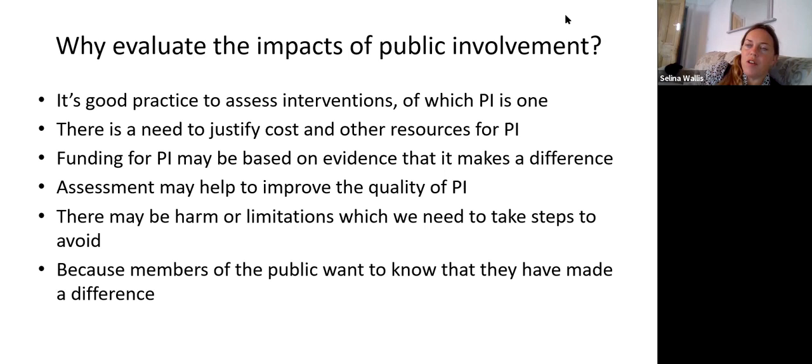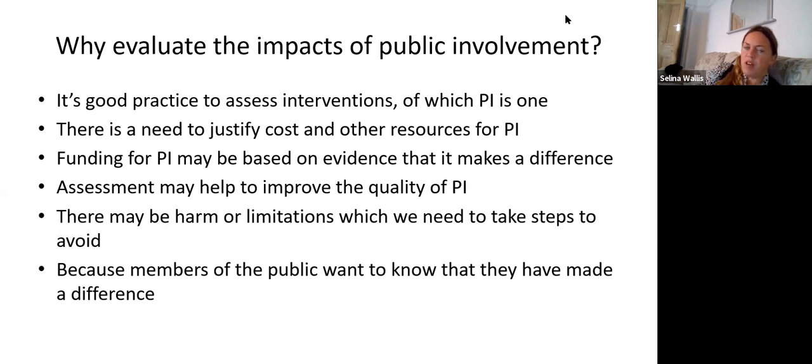Yeah, so in the literature, we say it's good practice to assess interventions, of which public involvement is one. There's a lot of cost and resources involved in doing good public involvement, especially co-production, when we're thinking about trying to involve people from very early stages, in grant applications, in writing papers. It takes time and effort. You can't just expect somebody who's never worked on research to be able to do those kinds of things without support and training, and understanding and building up relationships, and all of that takes time.